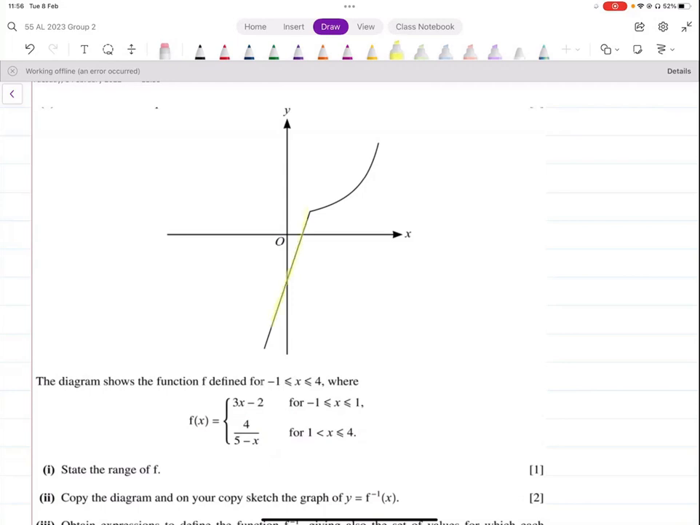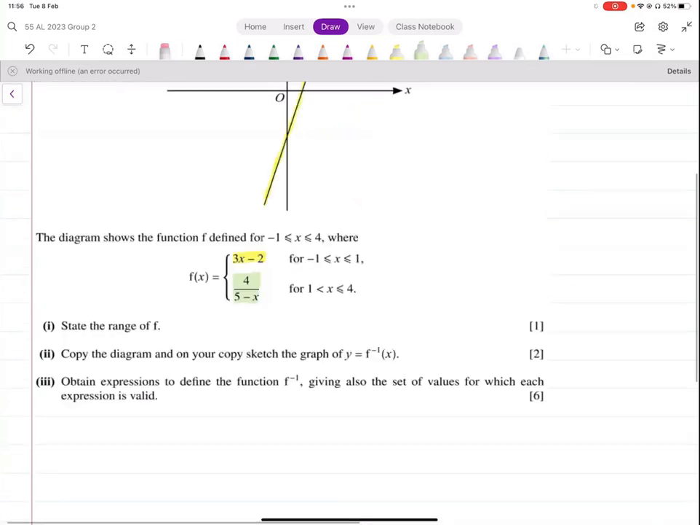There's one part here, that's a straight line, and then there's another part that looks like this, that's a curve. So the function is defined in two separate parts. और उन दोनों की अलग-अलग equations, of course, because one is a straight line, 3x minus 2. The other one is a curve, the curve is 4 over 5 minus x. So ये दो parts में इस तरह से function defined है.